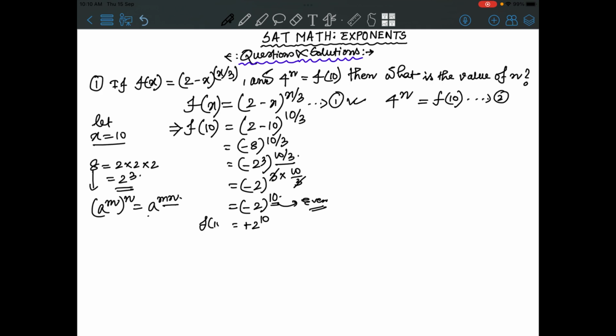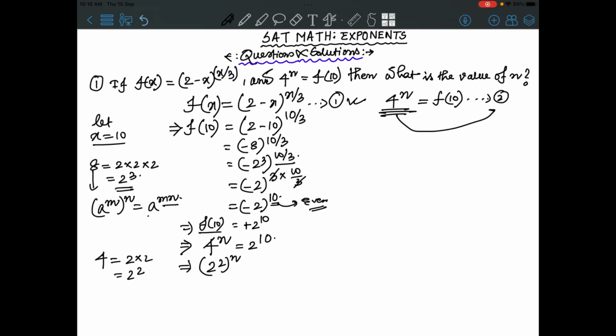Now in place of f of 10, we can replace it with 4 to the power n, that is condition 2. So 4 to the power n is equal to 2 to the power 10. Now in place of 4, we can write 2 into 2, which is 2 squared. So 2 squared whole to the power n is equal to 2 to the power 10. Now again we apply the same rule, a to the power m whole to the power n equals a to the power mn. So 2 to the power 2n is equal to 2 to the power 10.